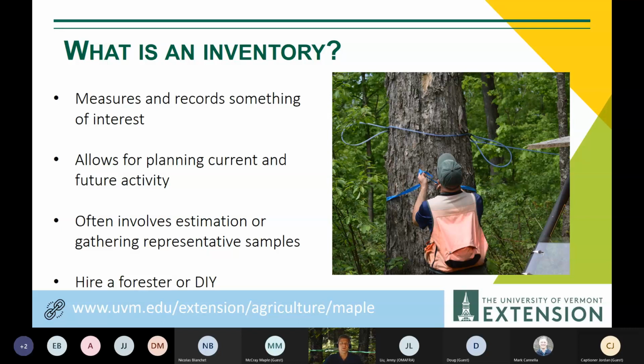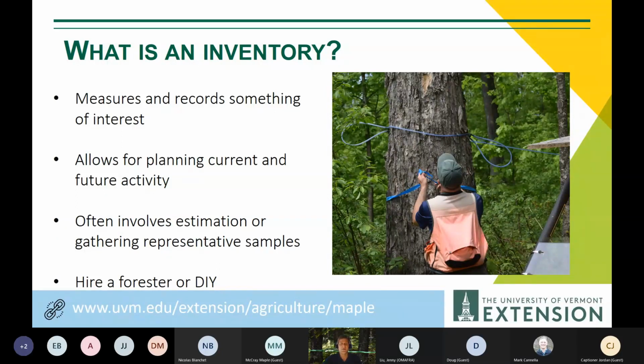Taking stock of what you have currently is really important for planning future activity. It's really important to have good ideas and data on what you have, and it's really the only way to go forward with a good plan. Probably not a surprise to hear that an inventory often involves some sort of estimation. In other words, we're taking a small sample and trying to use that data to represent the larger property or the larger region or whatever you're inventorying. Because of time and money, there's just no way you can measure everything once you get beyond a certain scale.